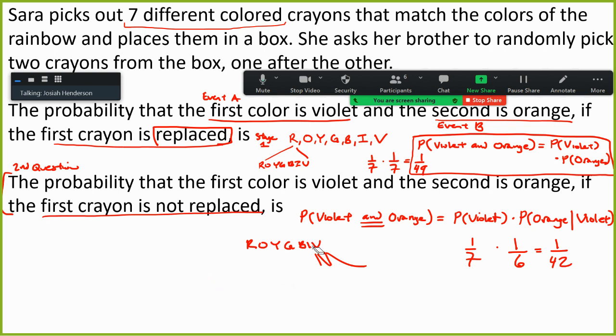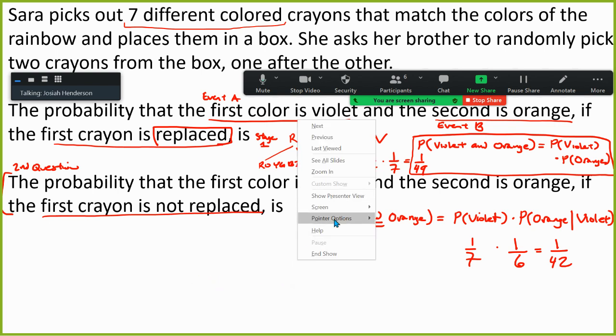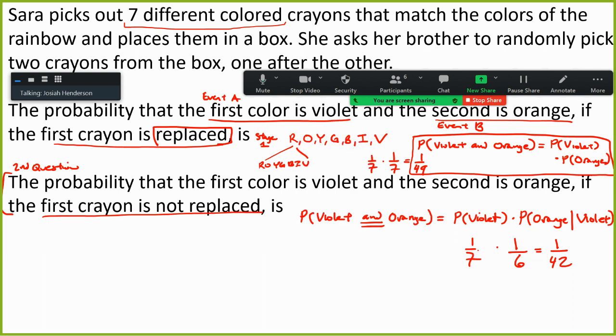Let me erase this here. So in our box, here's the box. And inside the box are these 7 crayons, right? Red, orange, yellow, green, blue, indigo, and violet. So there's our 7 crayons. And there's 7. We want to find that second pick.